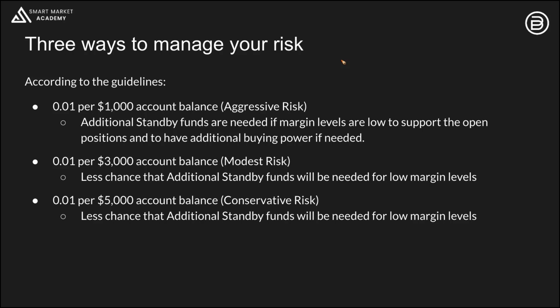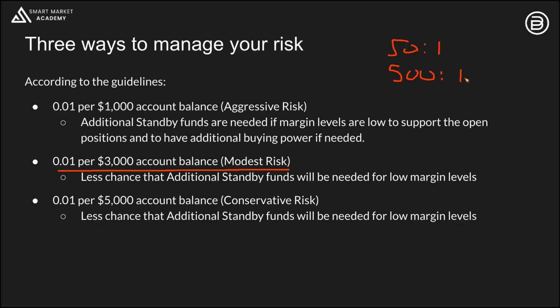Now, if you use the $3,000 moderate risk right here, this is 1 microlot for every $3,000 in your trading account, there is less likelihood that you would need additional funds, especially for a trader that has a broker with higher leverage limits. Here in the US we are trading with a 50-to-1 leverage. But with international brokers out in Europe, you can go as far as 500-to-1. In fact, I've seen even 1,200-to-1.